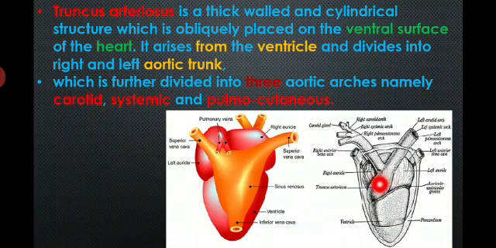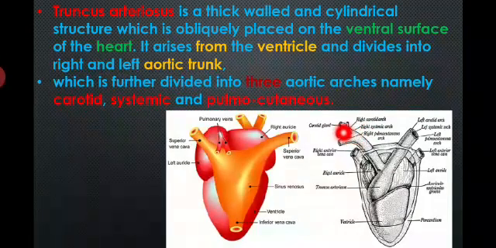The truncus arteriosus is a thick walled cylindrical structure which is obliquely placed on the ventral surface of the heart. It arises from the ventricle. It divides into right side and left side aortic trunks, which can be further divided into three aortic arches on either side, right side and left side.